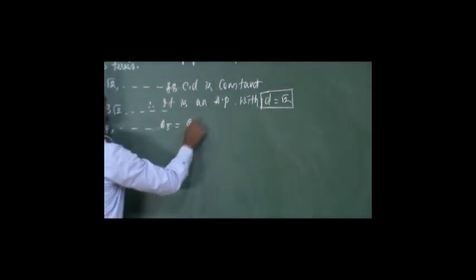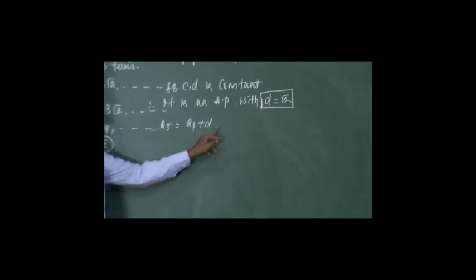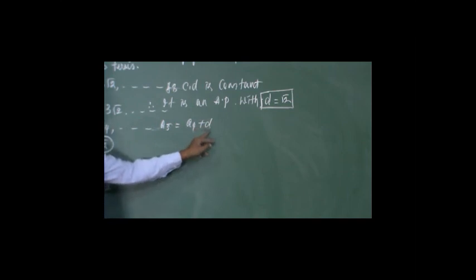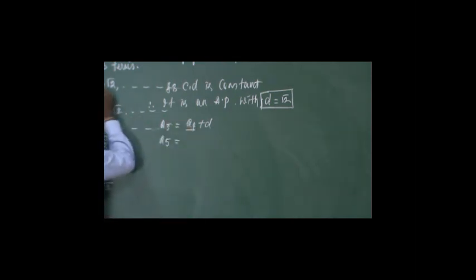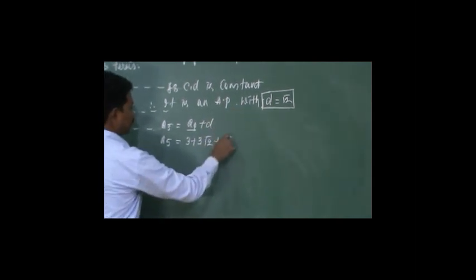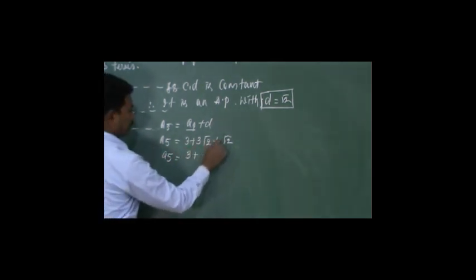So we'll go with a very different method. We'll start with A5. A5 can be written as A4 plus D. Is this right or wrong? A5 can also be written as A plus 4D, that's also right. Since you already have A4, just add D to that. So A4 is 3 plus 3 root 2, plus D which is root 2. So A5 is 3 plus 3 root 2 plus 1 root 2.